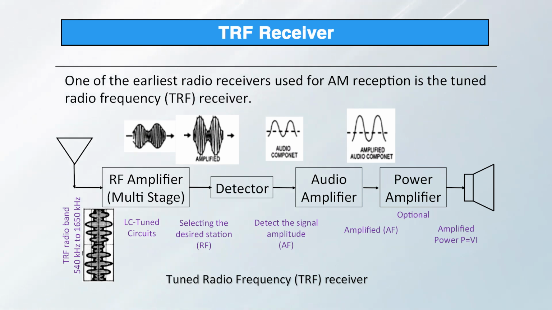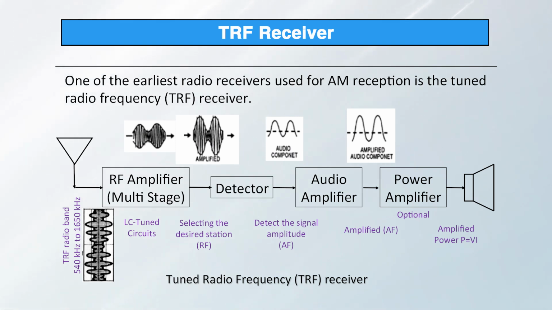The first block is the RF amplifier. The RF (radio frequency) amplifier is the initial stage in a TRF receiver. Its primary function is to amplify weak radio frequency signals received by the antenna. Here's how it works. The RF amplifier boosts the amplitude of the incoming RF signal to a level sufficient for further processing. It operates at the frequency of the desired radio station and typically includes a tuned circuit, often an LC circuit, that resonates at this frequency to enhance selectivity.